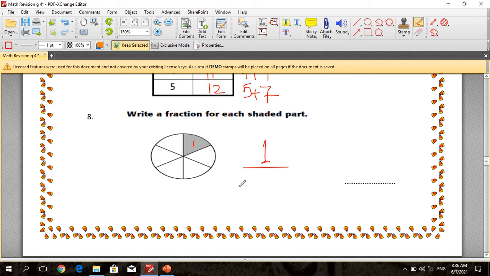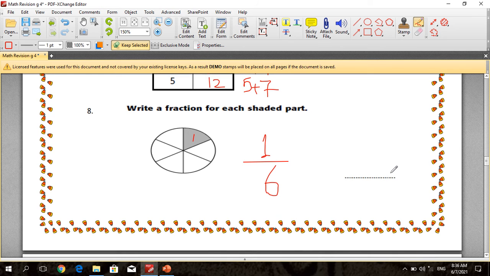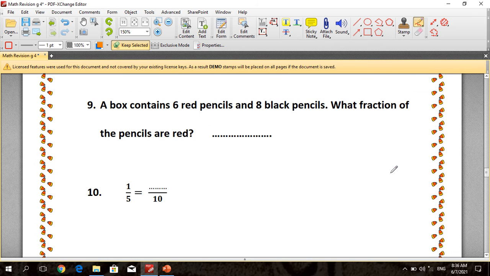And in the denominator, we'll write the total number. Let's count: 1, 2, 3, 4, 5, 6. So the total is 6. So if I want to represent this shaded part, it will be 1 over 6. Okay? Let's go for the next.